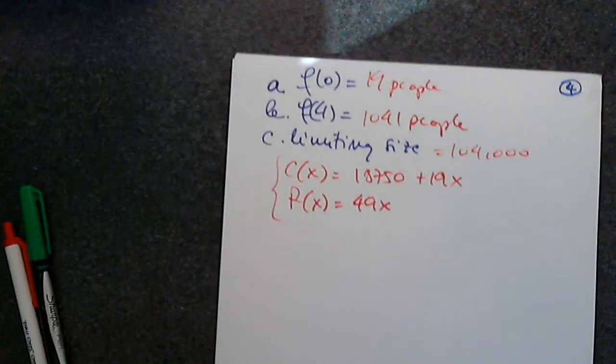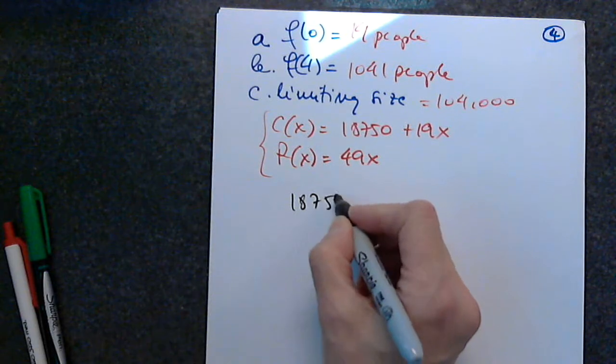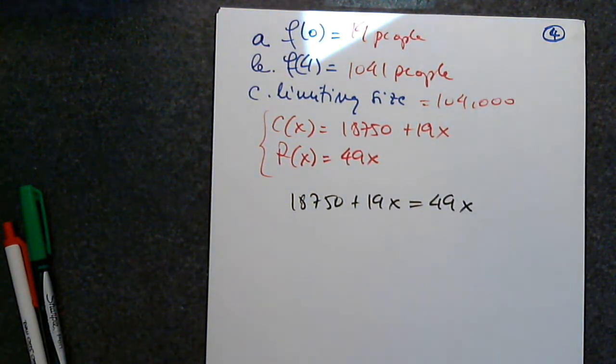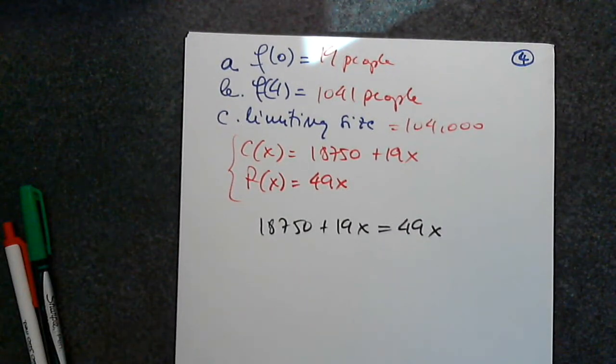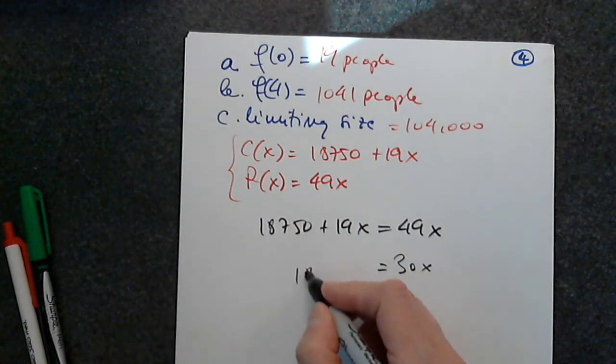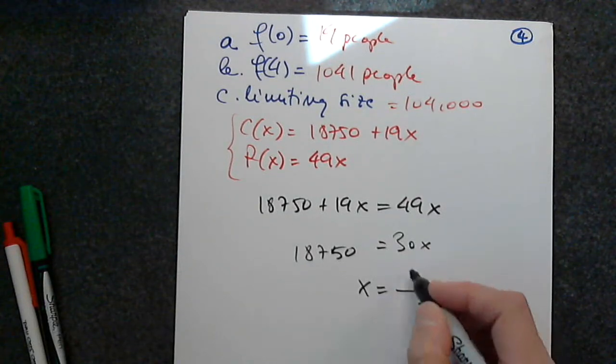So what do I have to do? Exactly. So 18,750 plus 19x equals 49x. What type of equation is this? Of course, I move 19x to the other side, I get 30x, 18750, and then I determine x dividing both sides by 30.